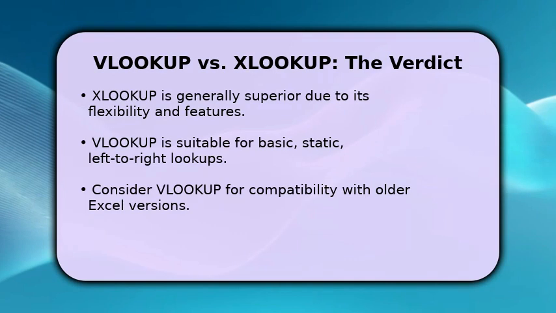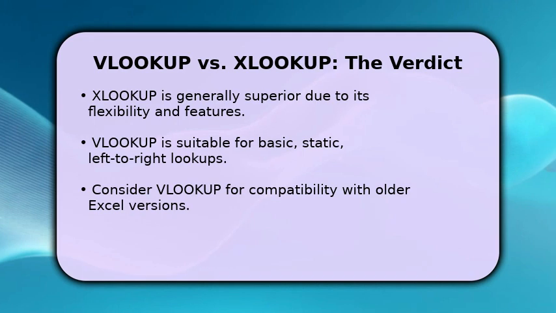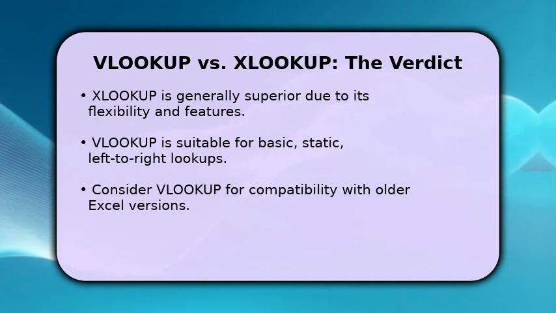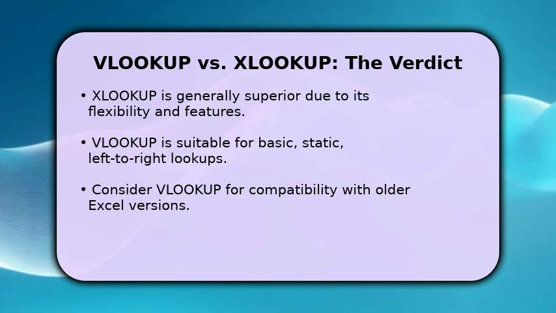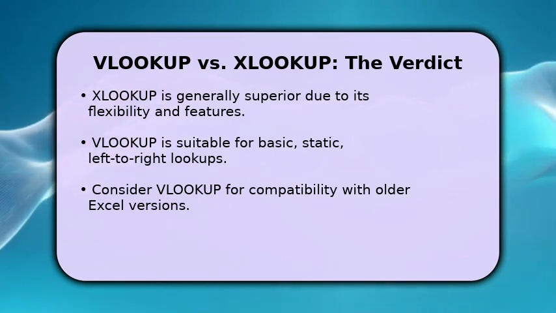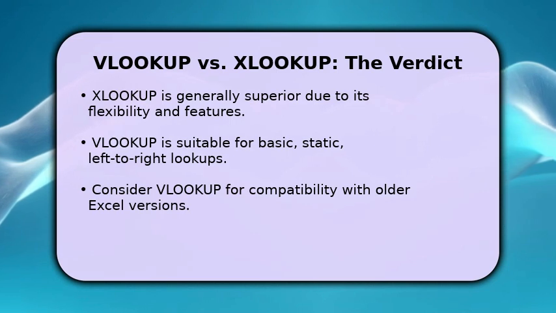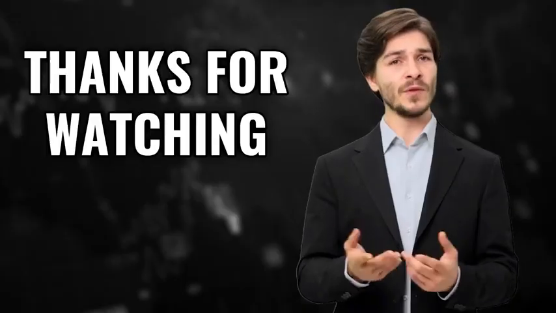So which one is better? For most scenarios, XLOOKUP is the superior choice, offering greater flexibility, more features, and improved error handling. However, VLOOKUP still has its place for simple, static left-to-right lookups, especially if you need to ensure compatibility with users on older Excel versions, such as Excel 2019 or earlier. XLOOKUP is a feature of Excel 365 and Excel 2021.